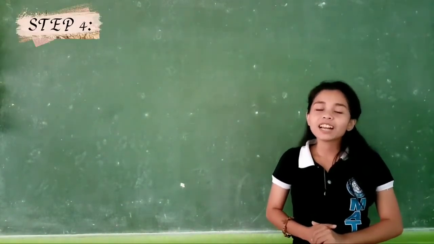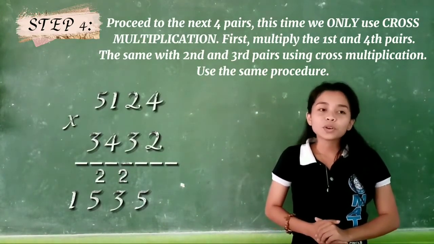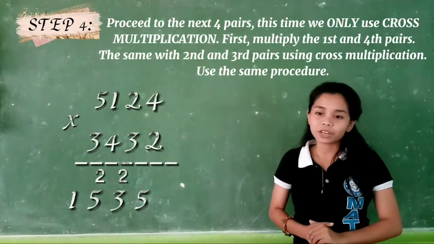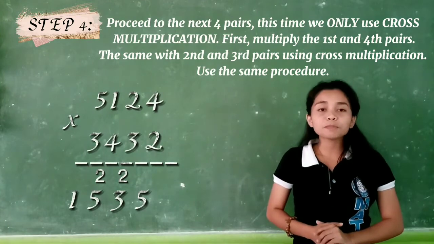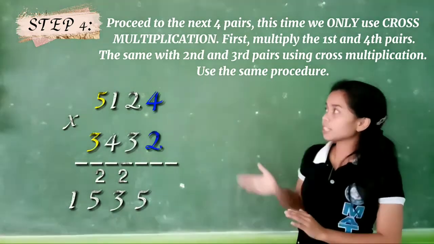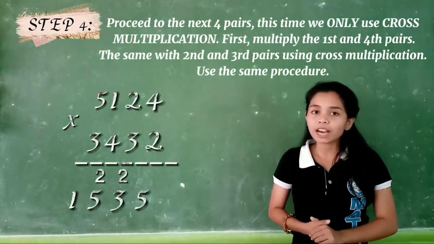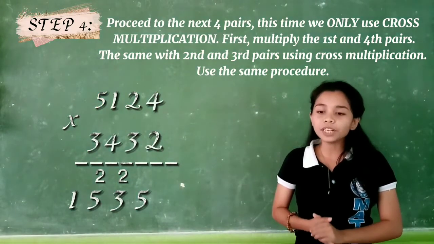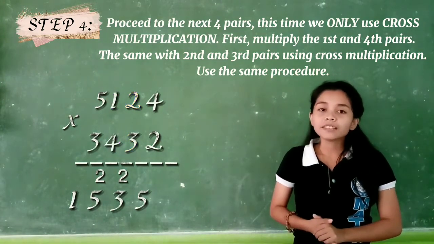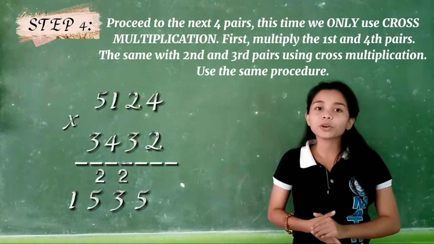Step 4. Let us proceed to the next 4 pairs. At this time, we are going to use only the cross multiplication. First, let us multiply the first and the fourth pairs, which, as you can see in our given, are the outer pairs. And then the same thing for the second and third pairs: we are also going to use the cross multiplication. After that, the same procedure from the recent steps, wherein we are going to add both of its products.